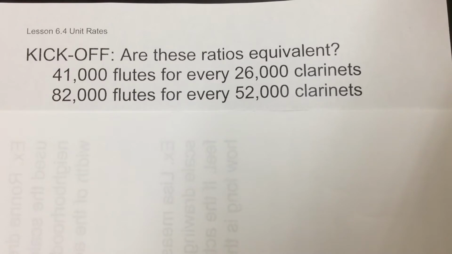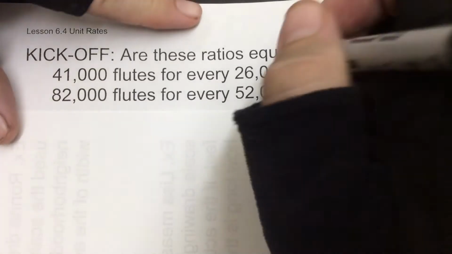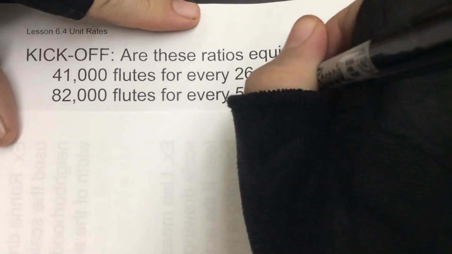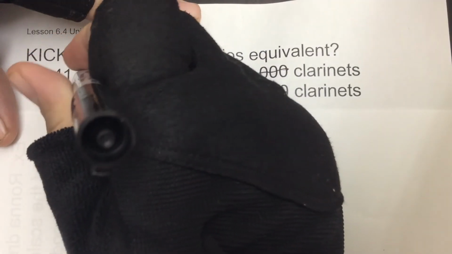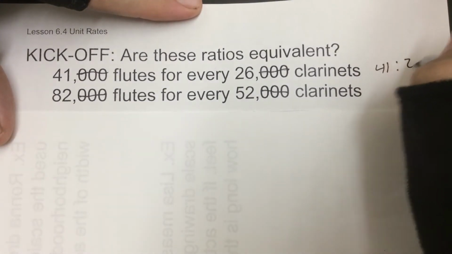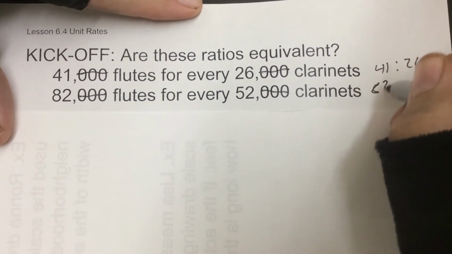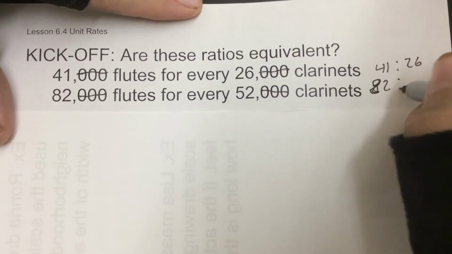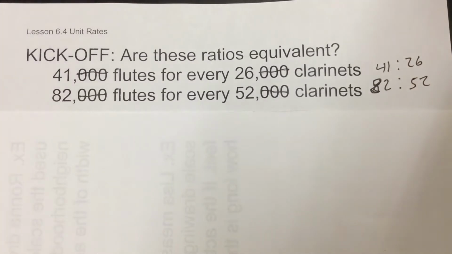So first thing I do is I look at and I go, okay, they're all in the thousands, so I could reduce them all by 1,000. So if we get rid of these 3 zeros on each one. So now we're working with 41 to 26 and 82 to 52. So smaller numbers, easier to work with.